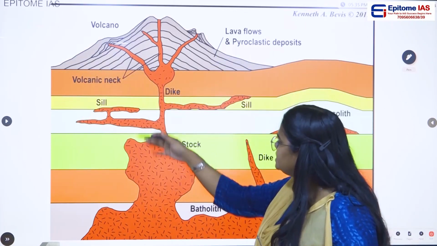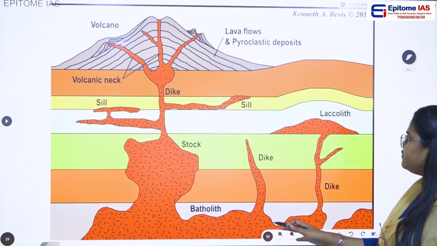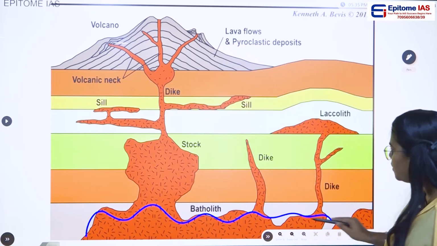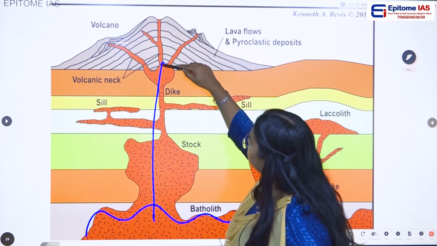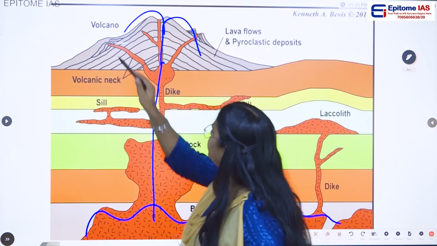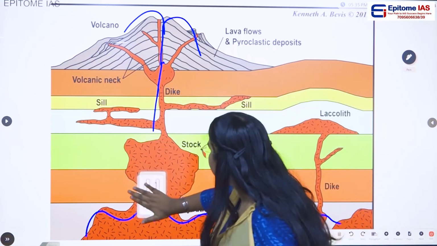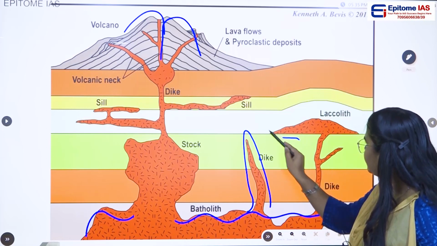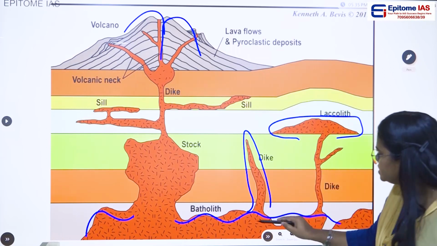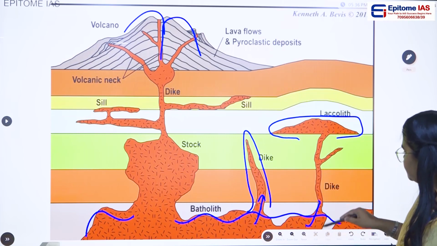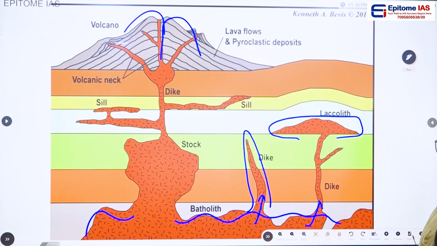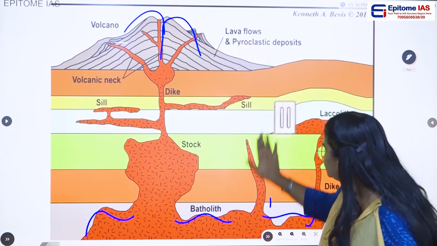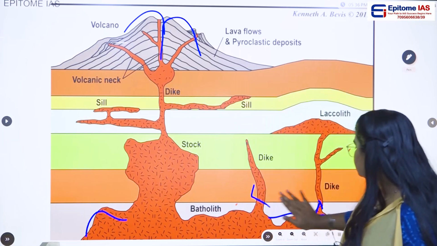So if you see here, these are some of the intrusive volcanic features. As we already saw, this magma is trying to come out from the interior of the earth and it is going to come out through volcanic eruption. While trying to come out, there are some cracks or gaps in the crust. This magma goes and fills these cracks or gaps in the crust and forms some physical features, and we call them intrusive volcanic features.